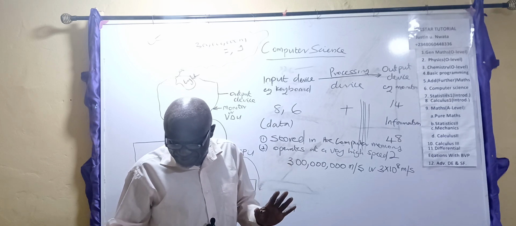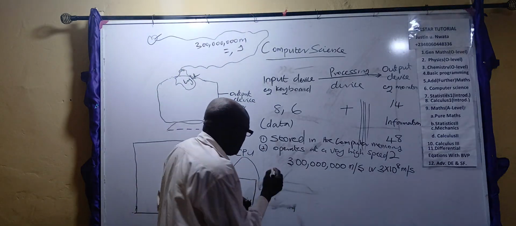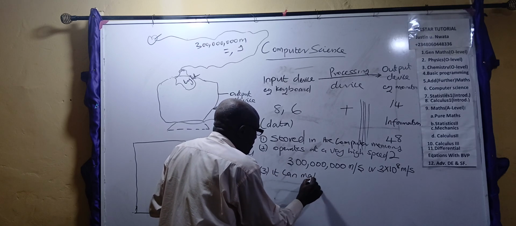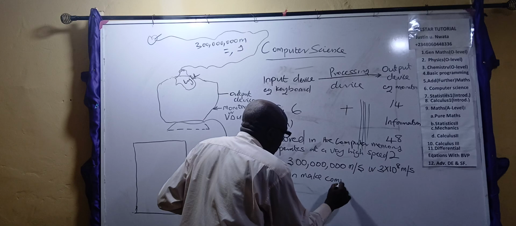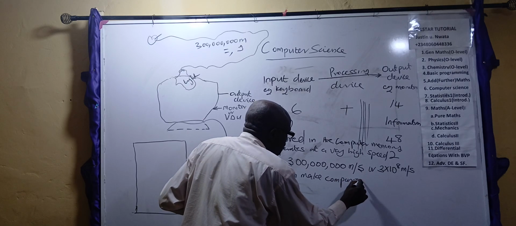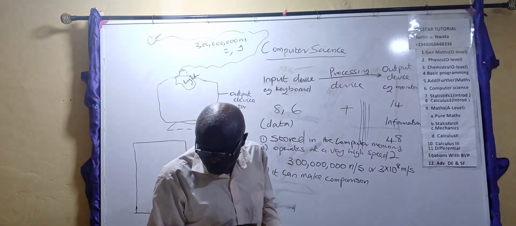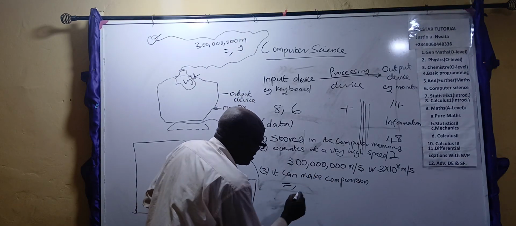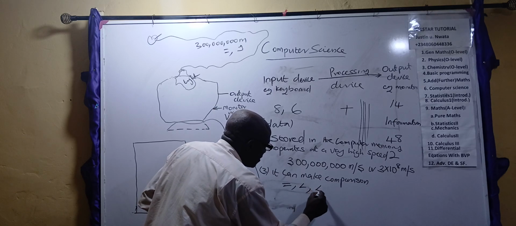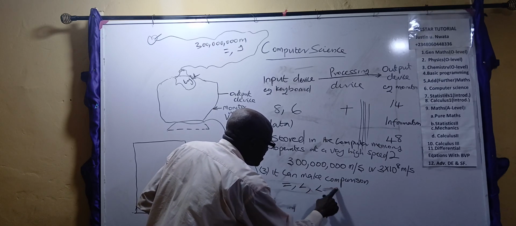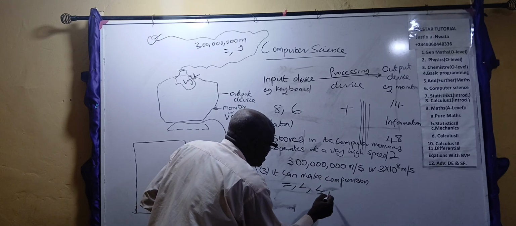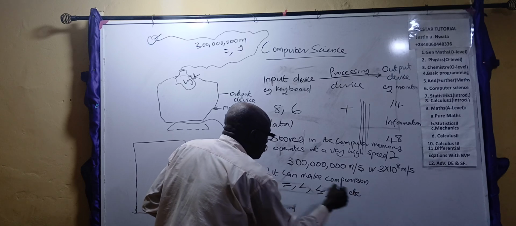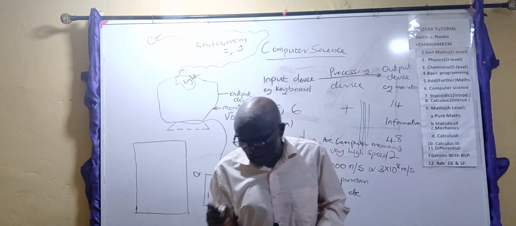A computer can make comparison. This is another aspect of the computer used in decision making. It can tell you two things. Is this equal to this? Is this less than this? Is this less than or equal to this? That is, mathematically, right, like this. Is it greater than or equal to this? And so on. This is why we use the computer for decision making. We are coming to that.